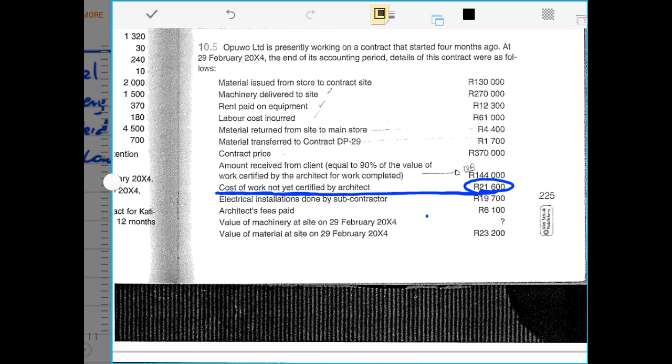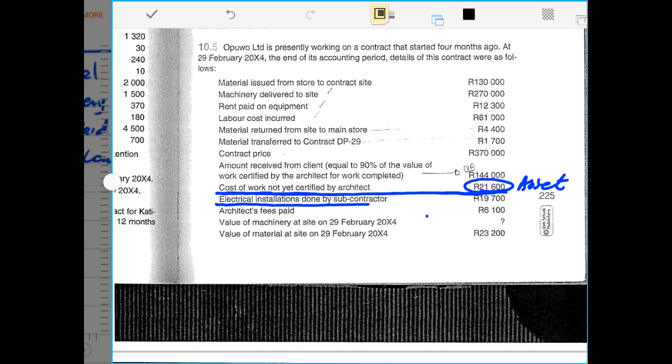It does have value. We build it, whatever the contractor or the client wanted us to build, or we have done whatever the client wanted us to do. And that work was costing 21,600, but the architect has not yet certified this work. So now it will be an asset as inventory of incomplete work, which will normally be called inventory on long-term contract.